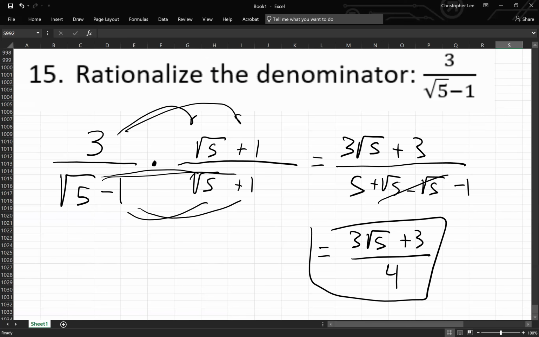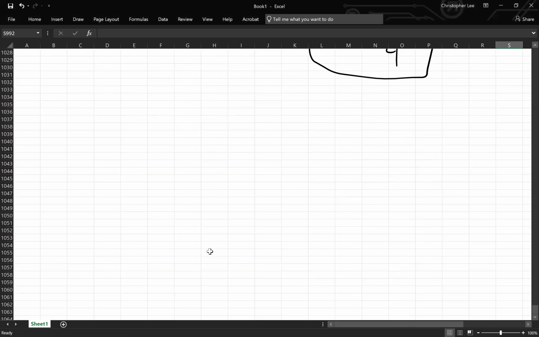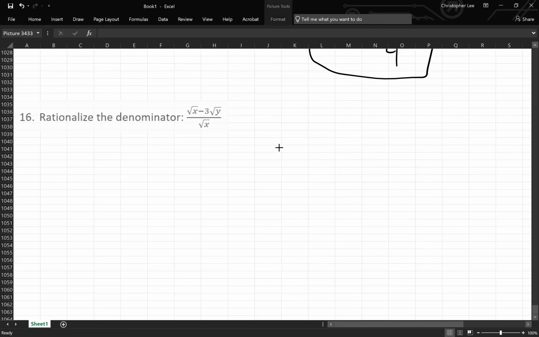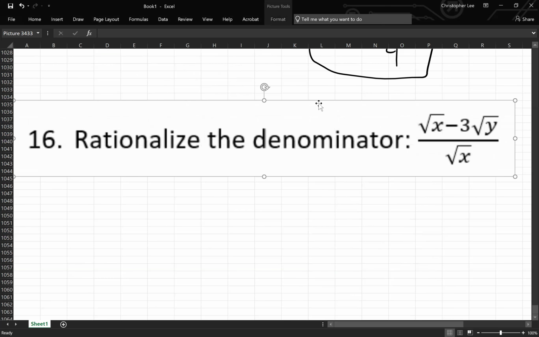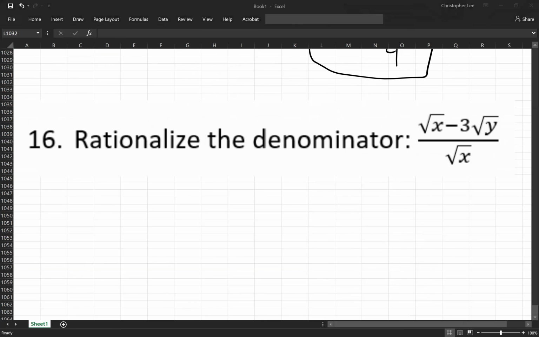Let's look at this next question. Equally as easy. And try that out. Same issue. It's illegal for me to have radicals in my denominator, so I want to rationalize the denominator.